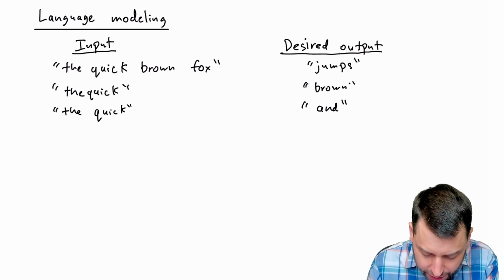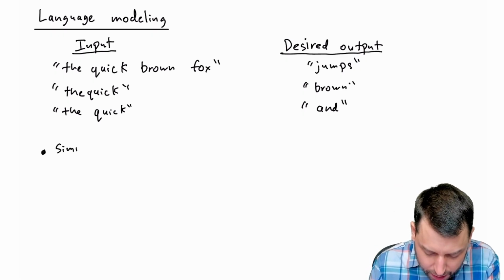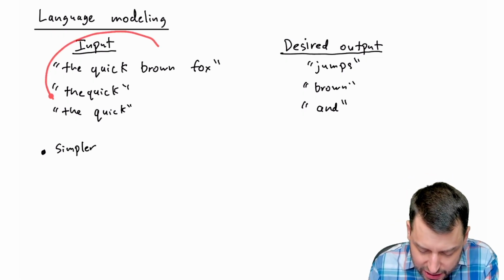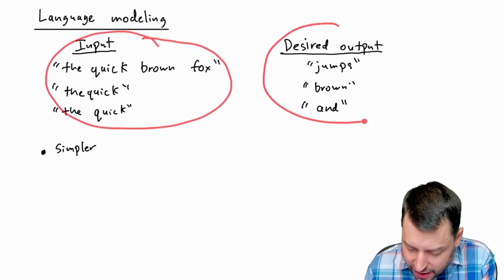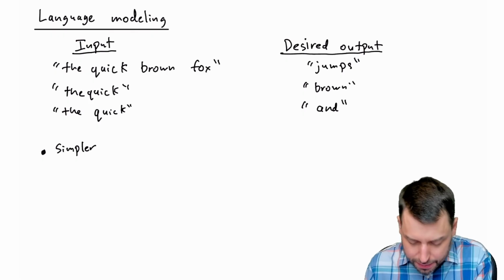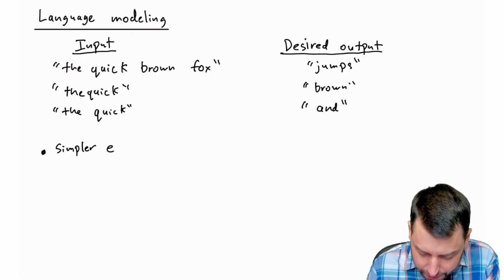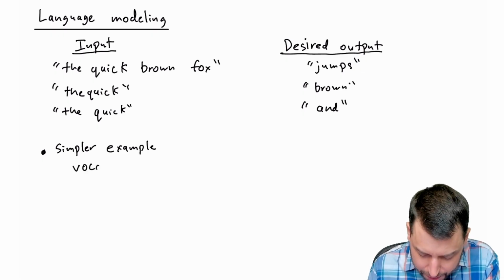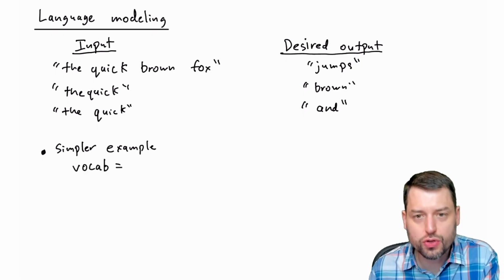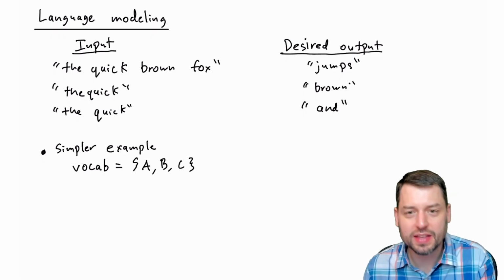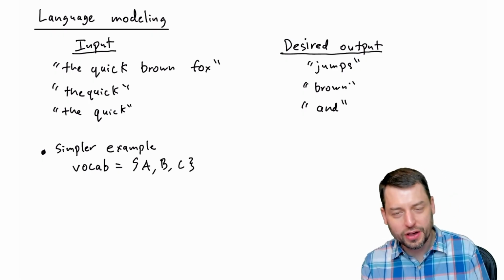So I'm going to actually start with a simpler example, just to highlight how we take inputs like this and outputs like this and how we encode them in a machine learning setup. The simpler example is one that just has a vocabulary that contains 3 different words. They're letters in fact, but you can think of them as words. There's going to be the words A, B, and C. All right, so that's our entire vocabulary.